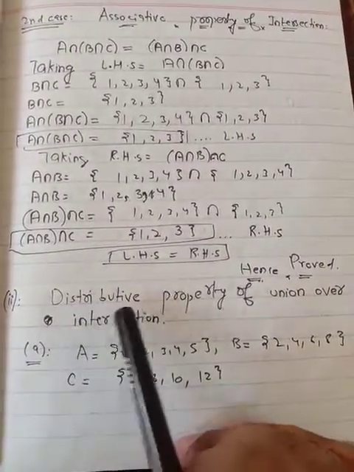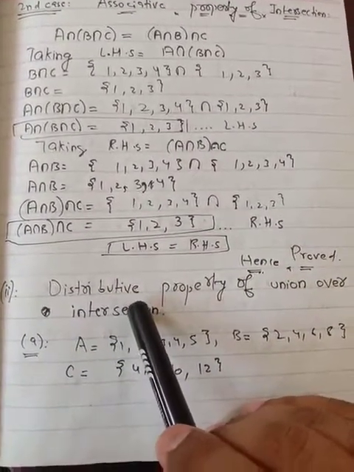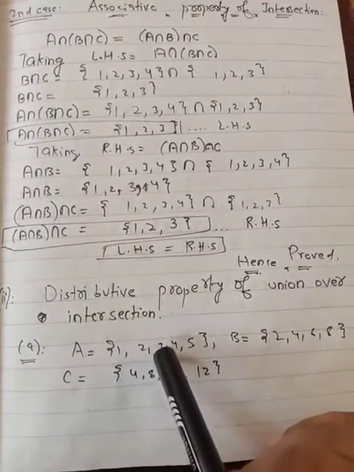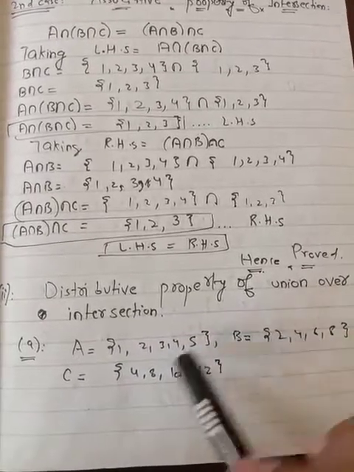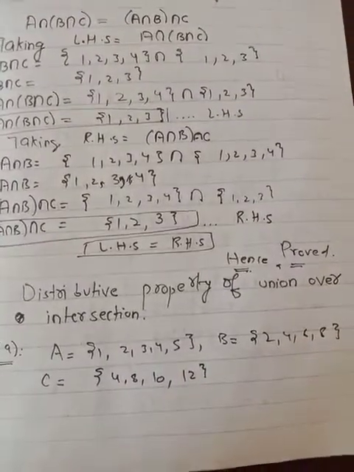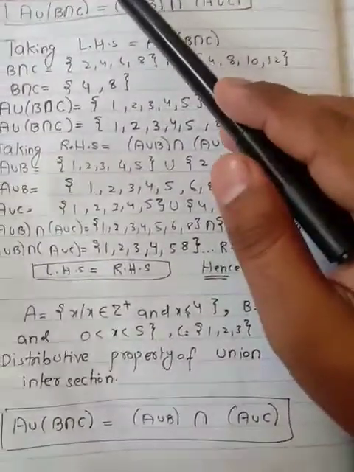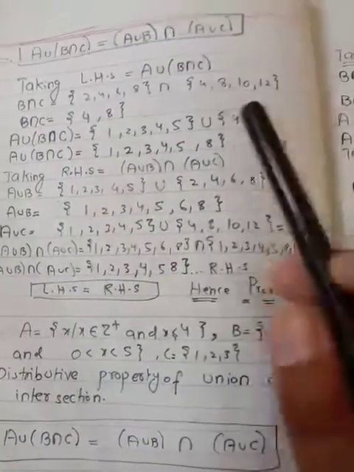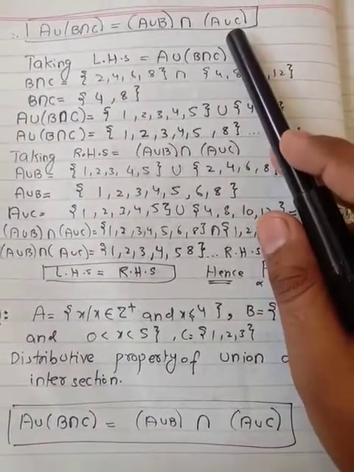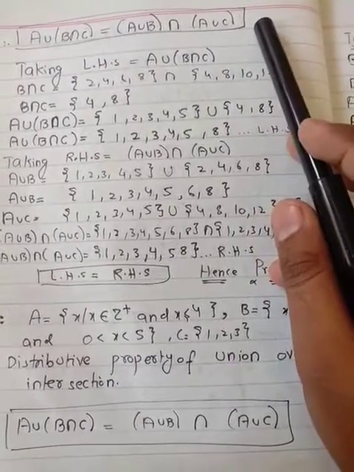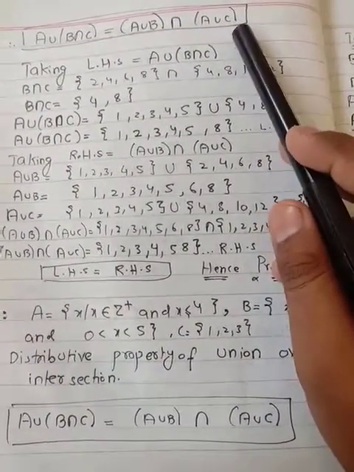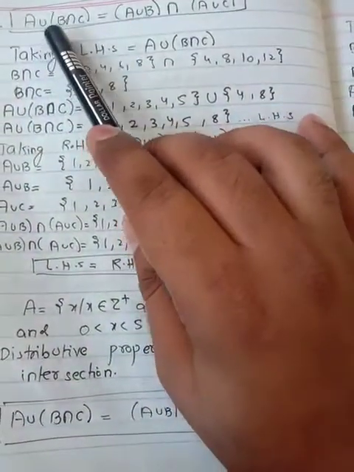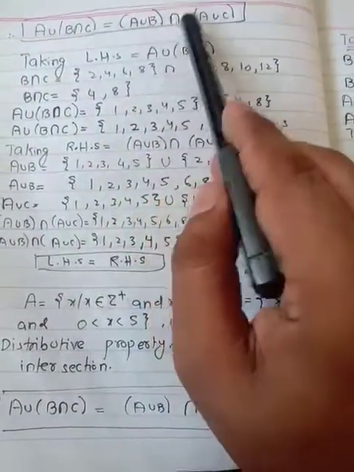Next we will do the distributive property of union over intersection. Now we have to find the distributive property of union over intersection. The sets given here are A is 1, 2, 3, 4, 5, B is 2, 4, 6, 8 and C is 4, 8, 10, 12. This is the distributive property of union over intersection. First we will solve this property for question A, then we will again solve this property for question B. Here the property is A union (B intersection C) equal to (A union B) intersection (A union C).